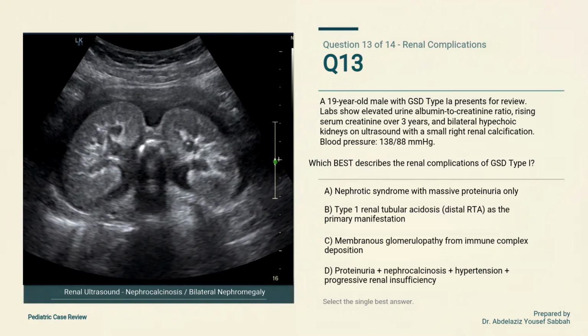Question 13. A 19-year-old male with Glycogen Storage Disease Type 1a presents for review. Labs show an elevated urine albumin to creatinine ratio, rising serum creatinine over 3 years, and bilateral hyperechoic kidneys on ultrasound with a small right renal calcification. Blood pressure is 138 over 88 millimeters of mercury. Which statement best describes the renal complications of Glycogen Storage Disease Type 1?